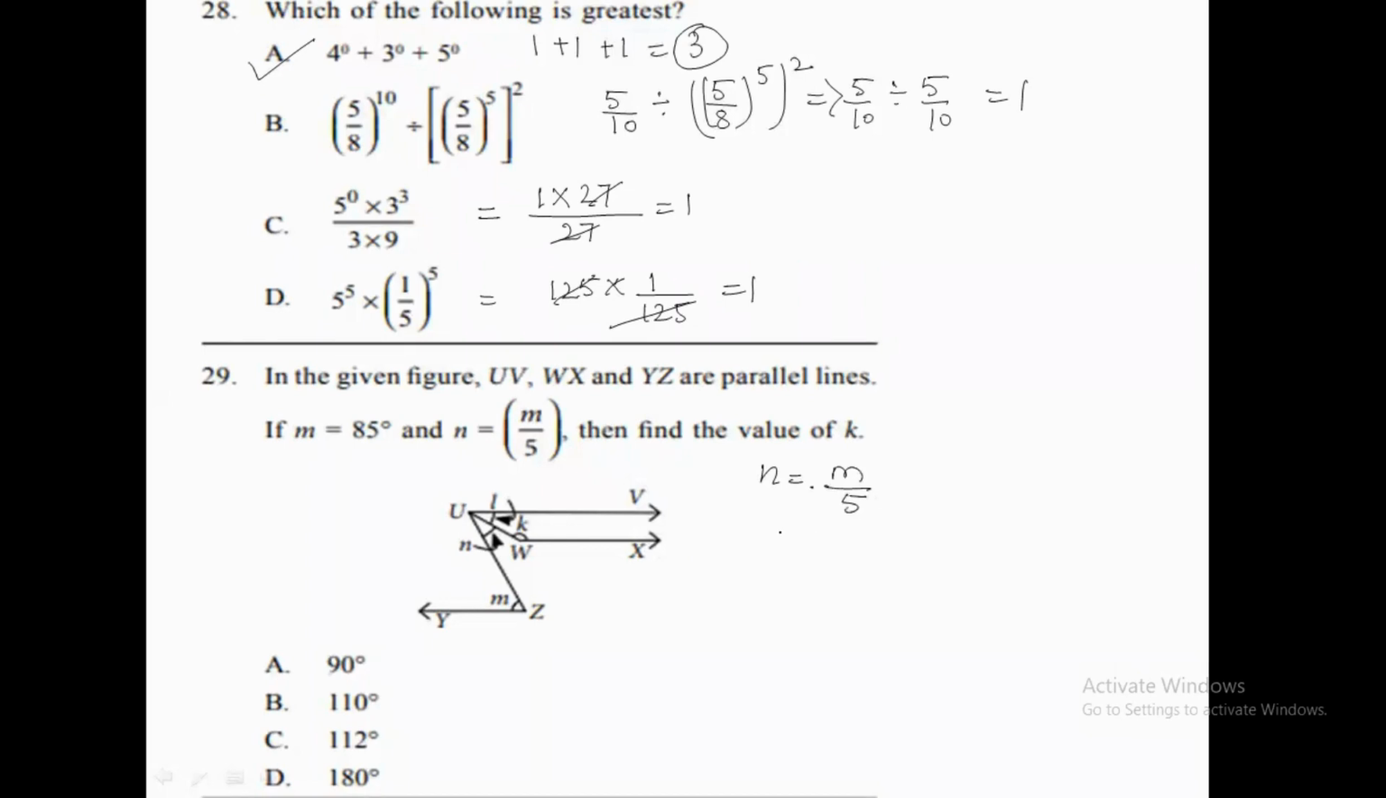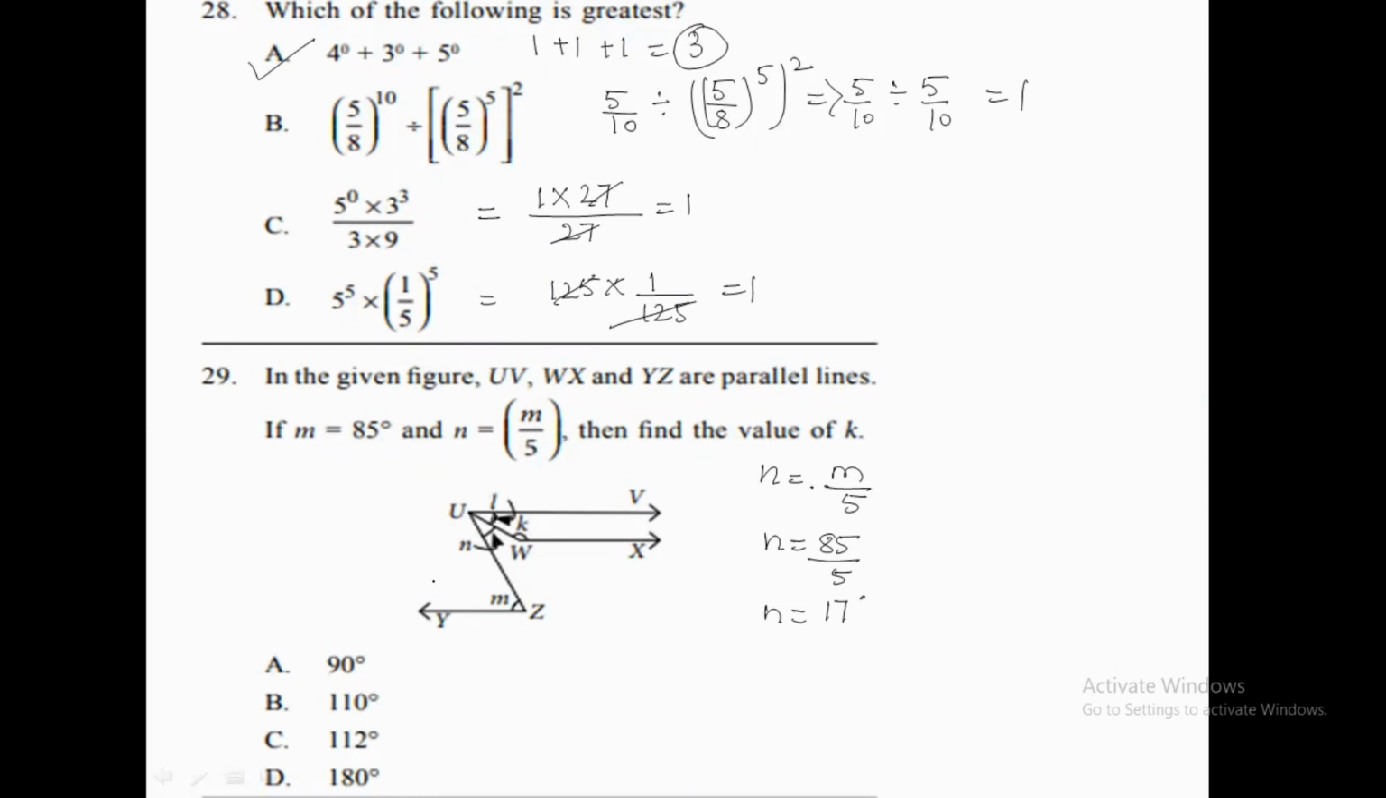The value of N is M by 5, and the value of M is 85, so N will be 85 by 5. 5 1s are 5, 5 7s are 35, so the value of N should be 17 degrees only, correct? Now we need to find the value of K. So K is here, as you can see.